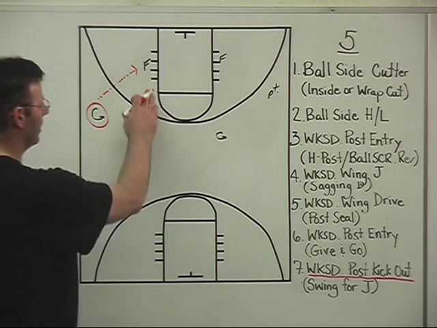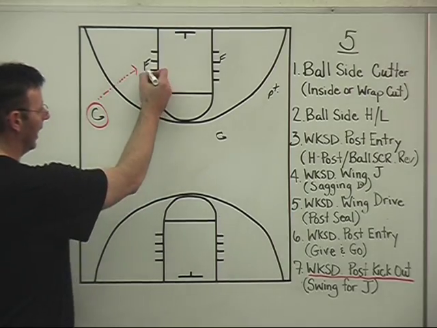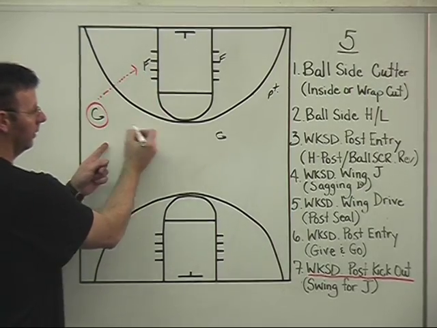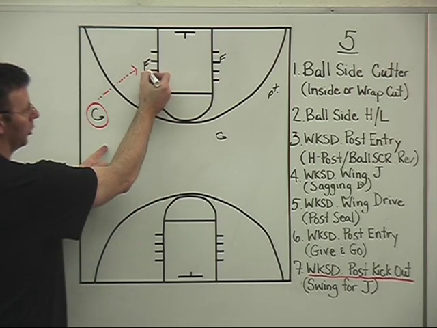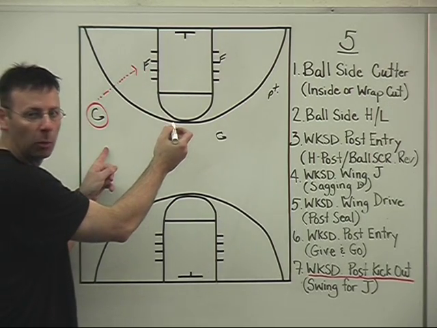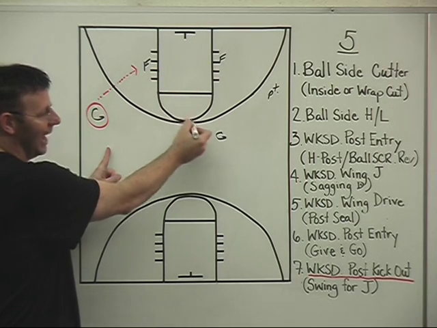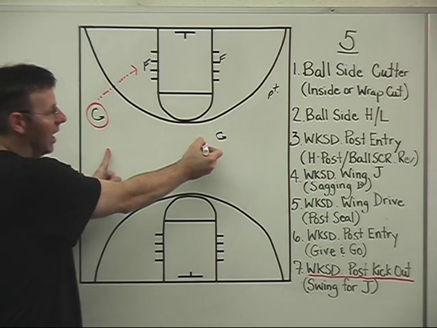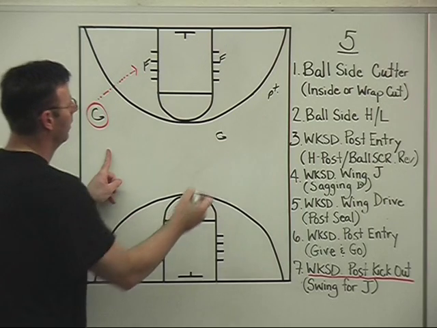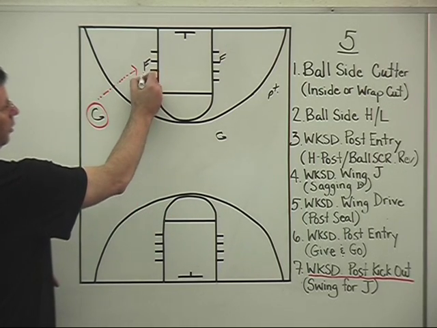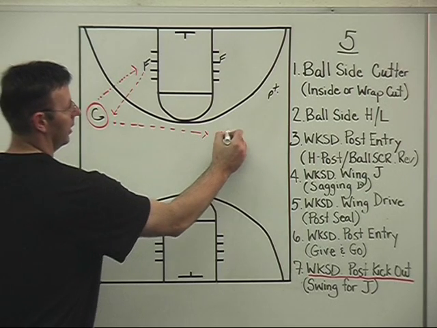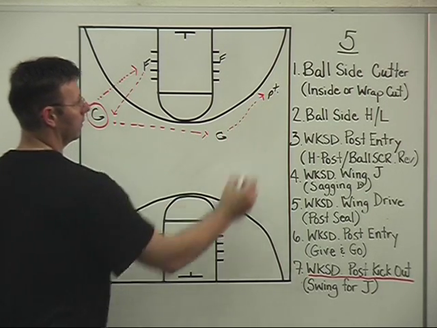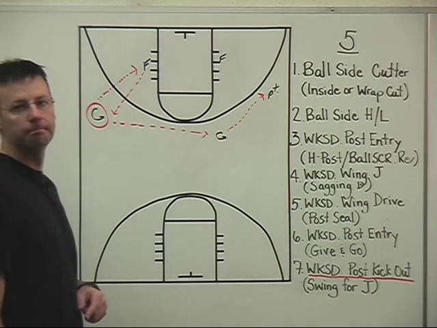And so we get the ball inside of the post. We can kick it back out here and swing it for spot up opportunities. We can look over the shoulder depending upon where the double team, if there is a double team, is coming from. We can kick it back to the top for a shot or a swing. So basically you're just looking at quick kickouts, swings, and jump shot opportunities off of the kickout.